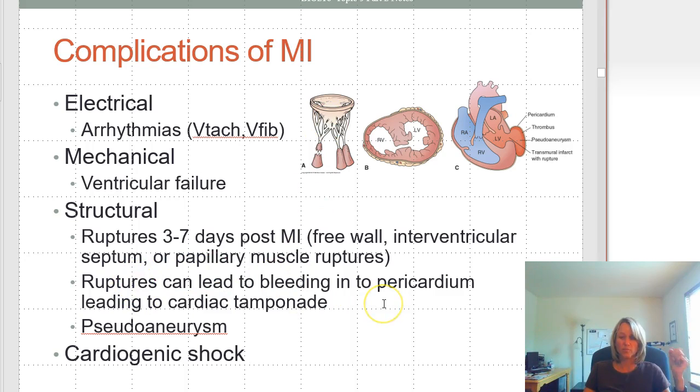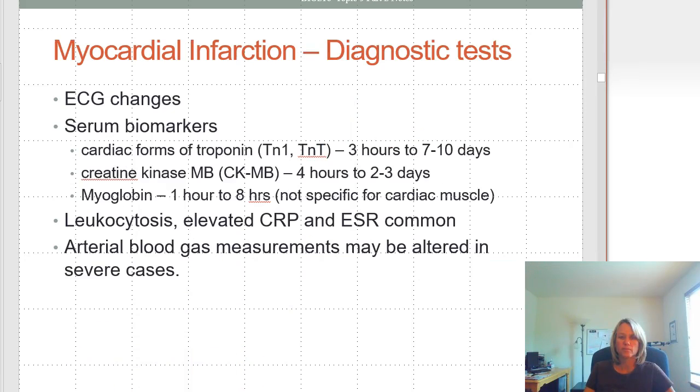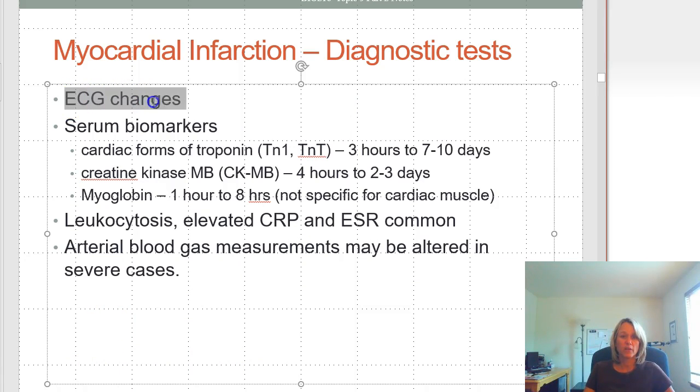Ruptures can lead to bleeding into the pericardium, which can cause cardiac tamponade. We can have pseudoaneurysm, this kind of bulging out of the ventricular wall here. It can also lead to cardiogenic shock. Okay, so what are some of the diagnostic tests that can be done? We can look at the EKG, looking for ST depression or ST elevation, prominent Q waves.